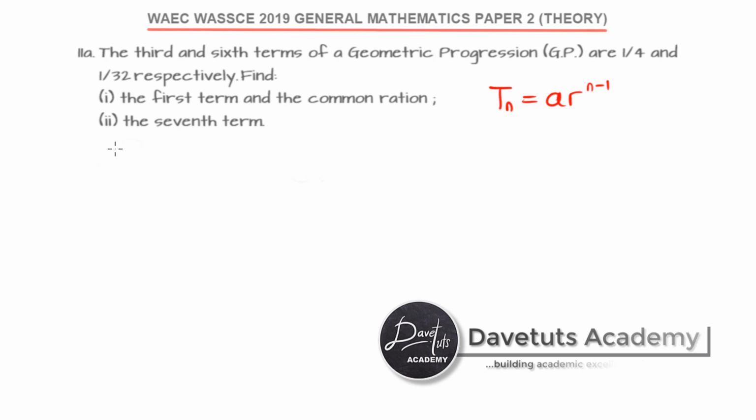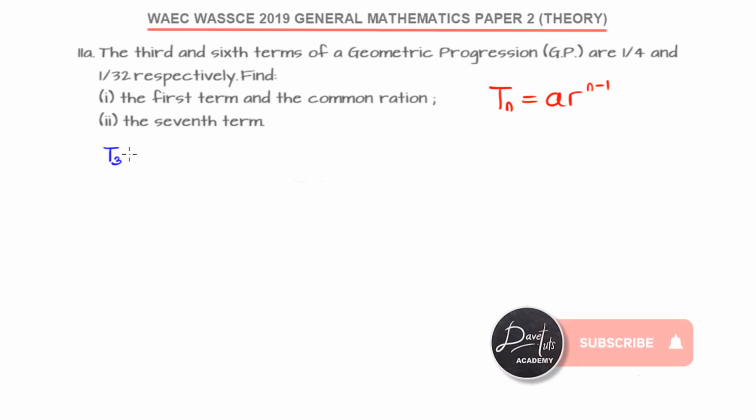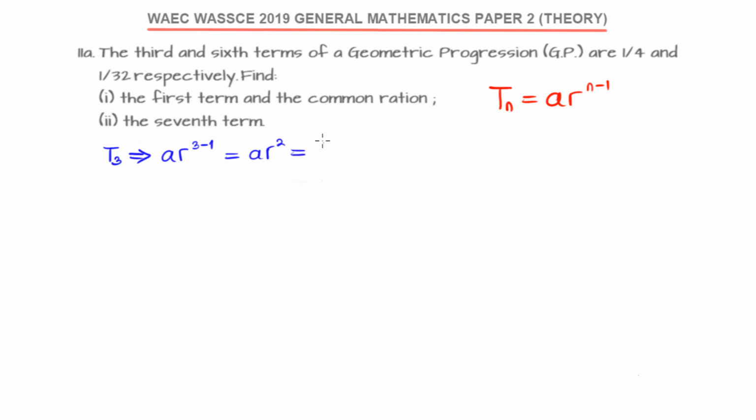So, for this particular question, we are told that the third term, that will be T3, which already we have been given as AR^(n-1), but instead of n, now we say it is 3, 3 minus 1. So 3 minus 1 is 2. We are told that the third term is 1/4. That's the first statement in the question, so we can call this equation 1.